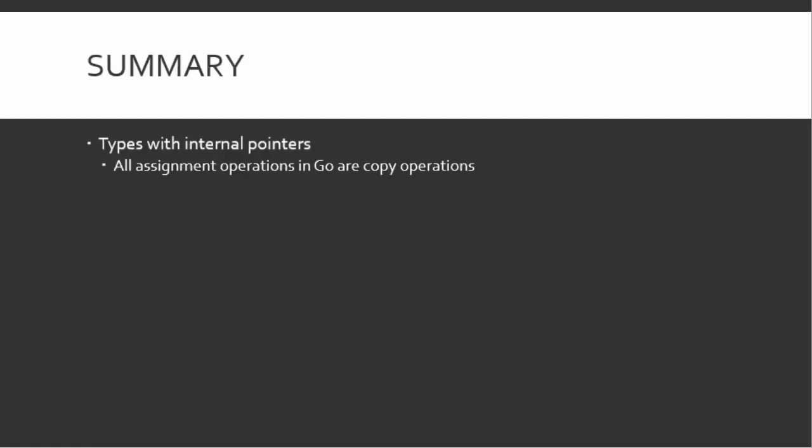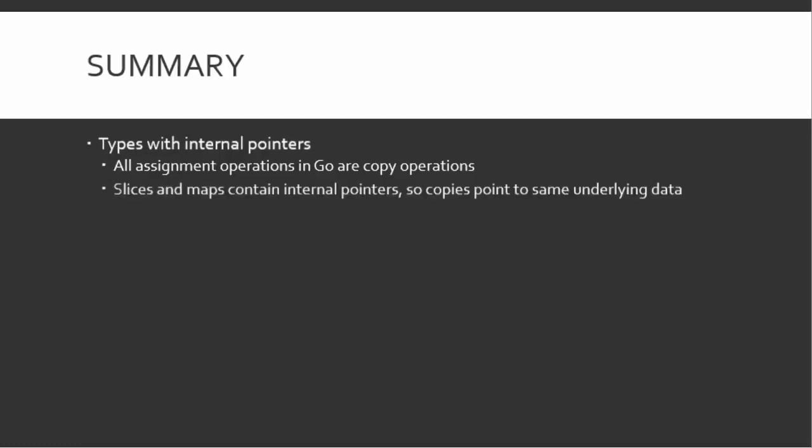So all assignment operations in Go are copy operations. So whenever you have a variable A and you create a variable B and set it equal to A, all of the data in A is going to be copied in order to create B. However, slices and maps contain internal pointers, and so even though they're copying pointers, they're pointing to the same underlying data.